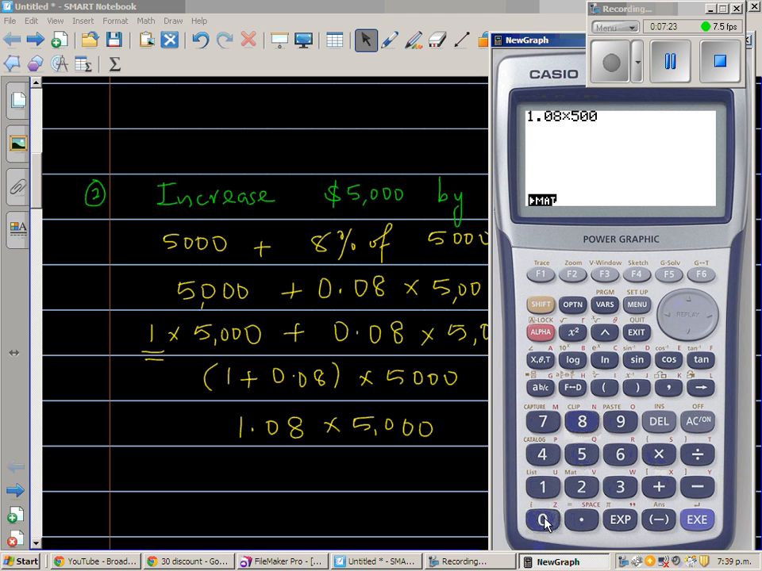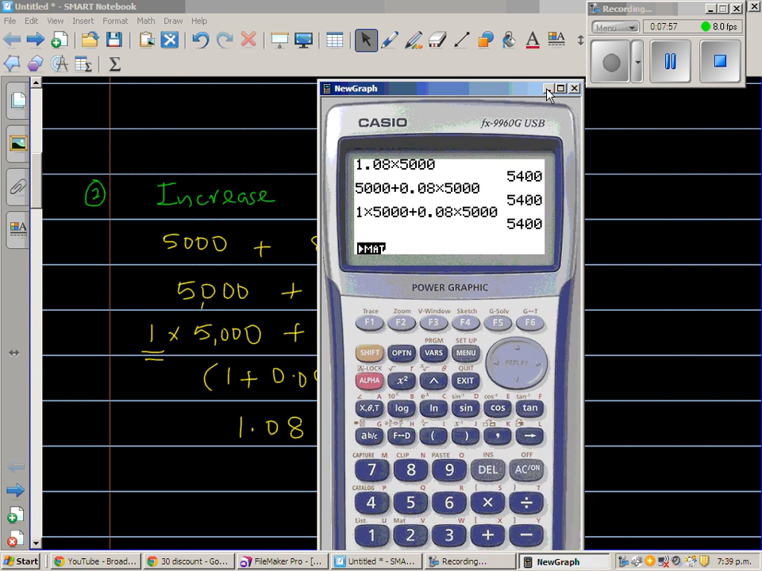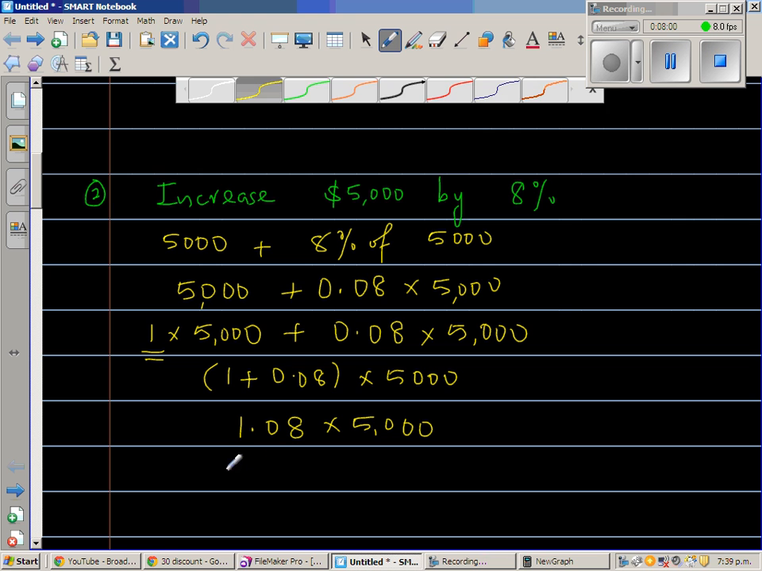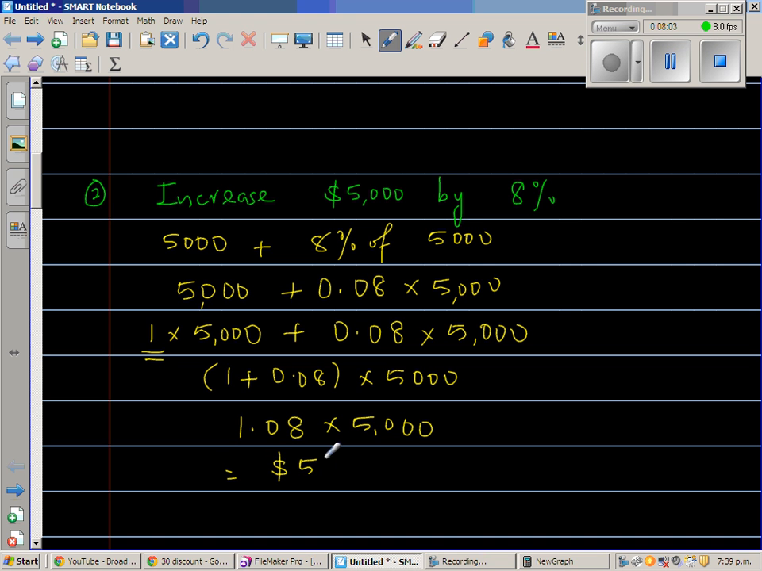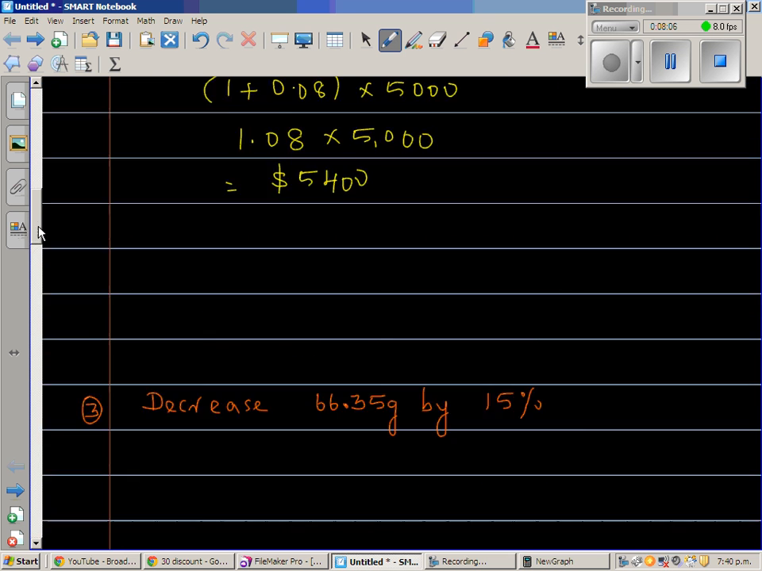1.08 times 5,000, which is 5,400. Or if you go this way, 5,000 plus 8% is plus 0.08 times 5,000, which is 5,400. Or 1 times 5,000 plus 0.08 times 5,000 is 5,400. Okay, I hope it's very clear. So your answer is 5,400. Okay, now what happens if it is decreasing?